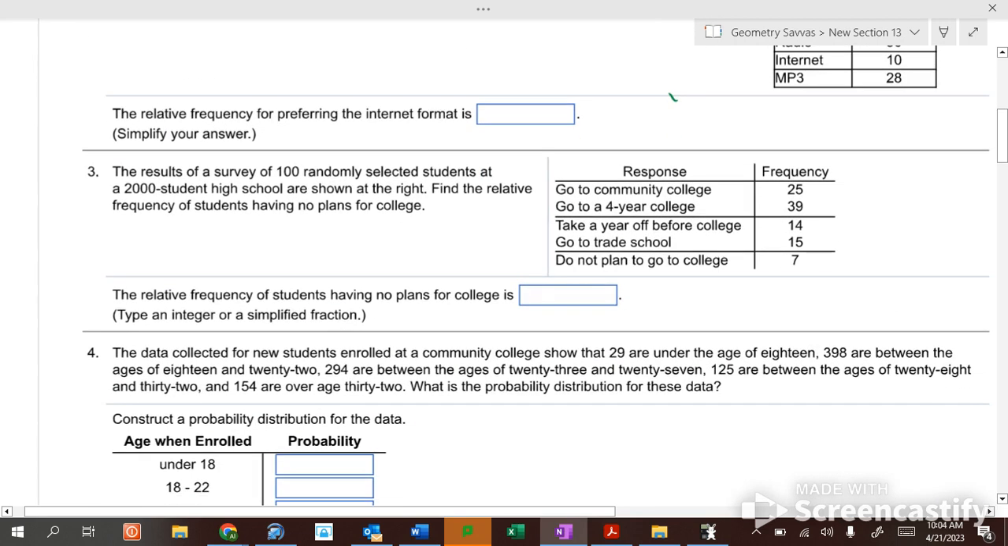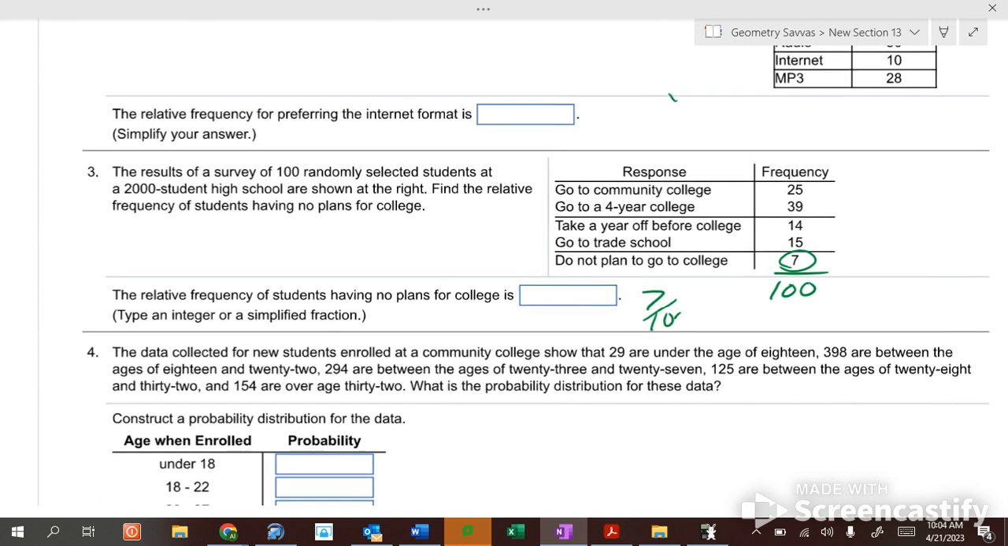Let's go to number 3. 100 randomly selected students. So you know this adds up to 100 already. Find the relative frequency of having no plans after college. The do not plan for college is right here, so that's 7 out of 100.